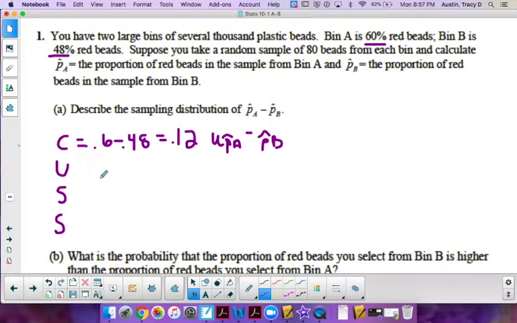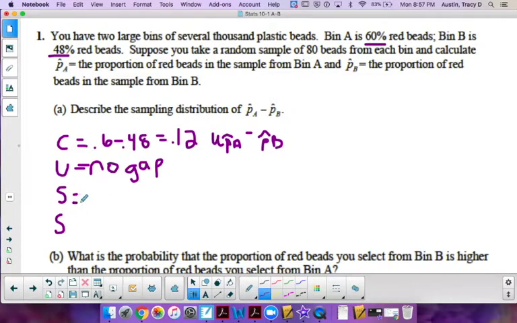Okay, unusual features we really can't talk about. We don't know if there are going to be any gaps or any outliers, but if I'm taking 80 beads from each of them, then I've got a sample that's going to be pretty normal, approximately normal. So we can go ahead and just say that there's no gaps or assume no unusual features because we've taken a big enough sample size in order to guarantee that our shape is going to be approximately normal.